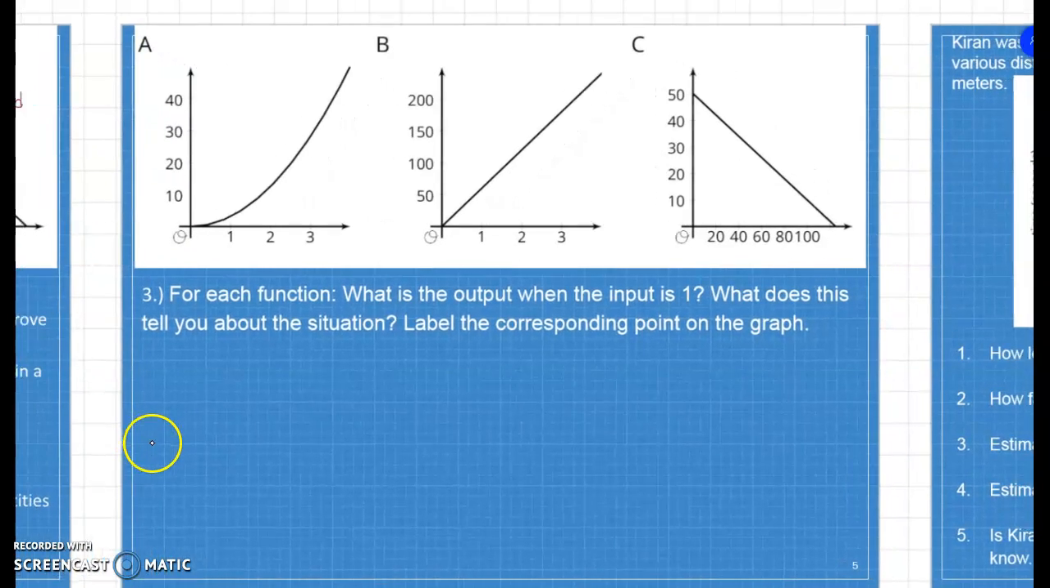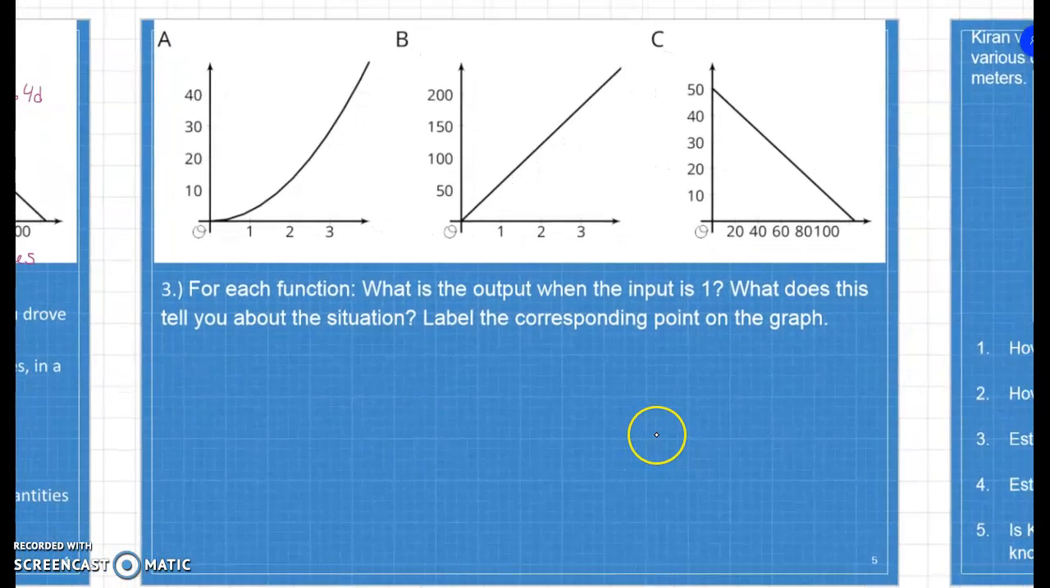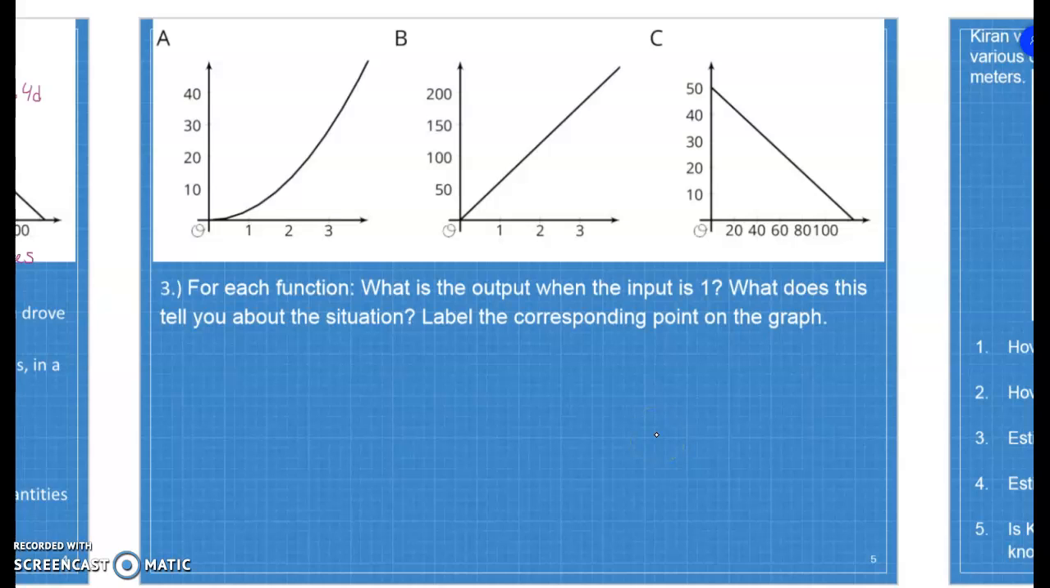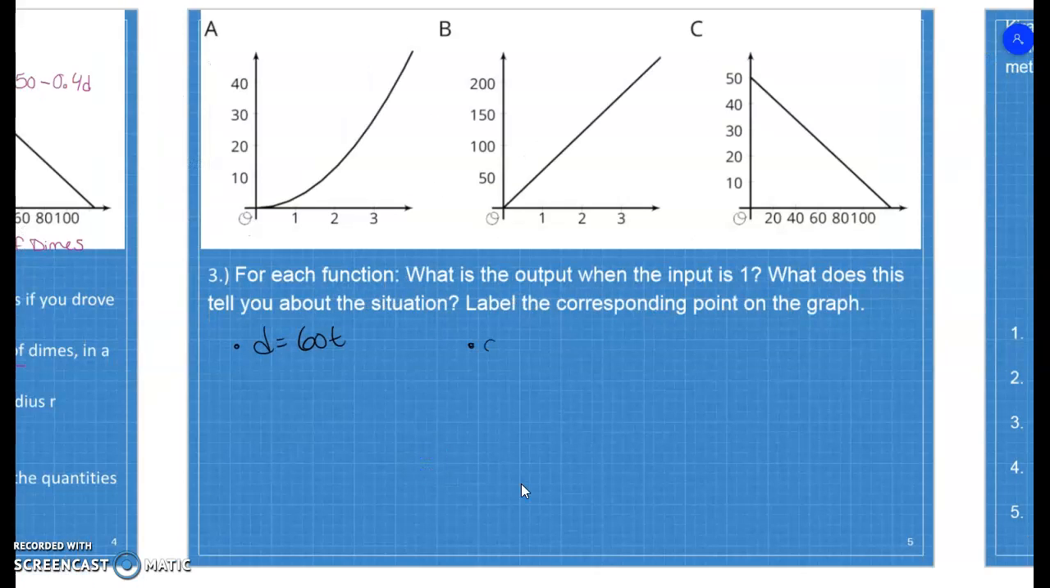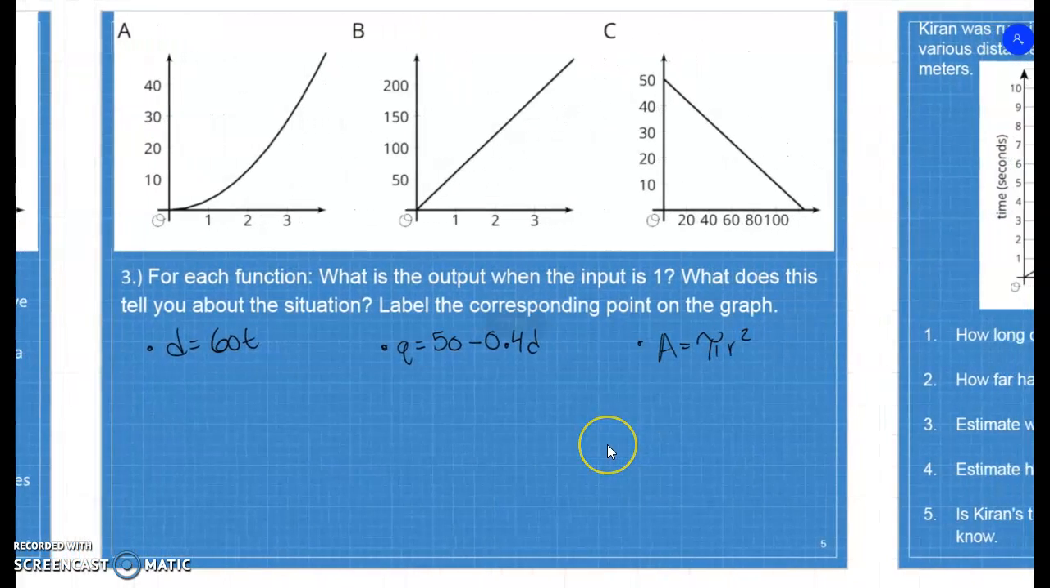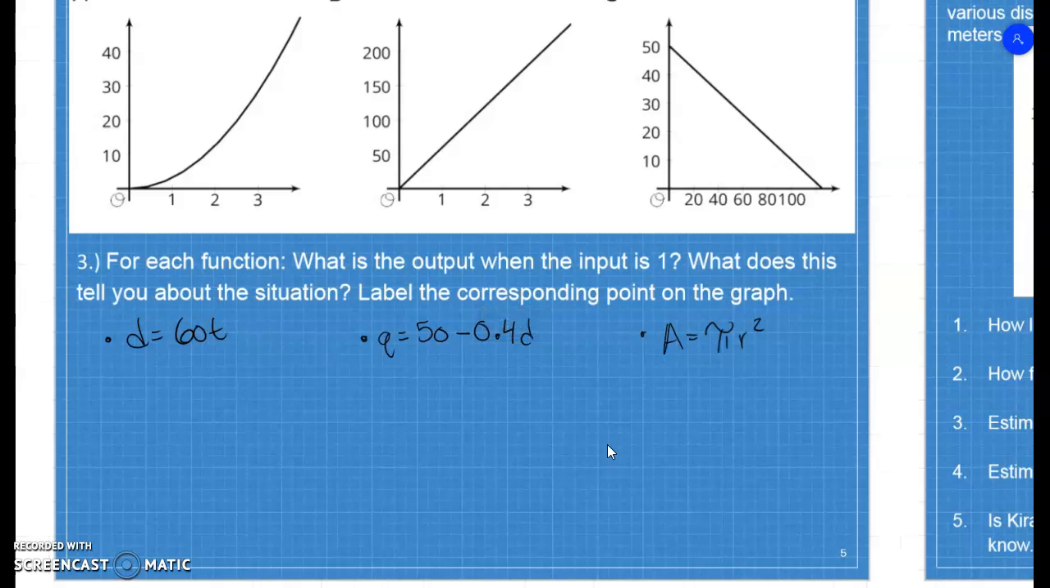So it says for each function, what is the input and what is the output when the input is 1? So all we need to do here is take our 3 equations. So d equals 60t. Let me look at the other ones. Q equals 50 minus 0.4d. And then our last equation, A equals pi r squared. Well, we kind of already did A over on the other side, so I'll just redo it.